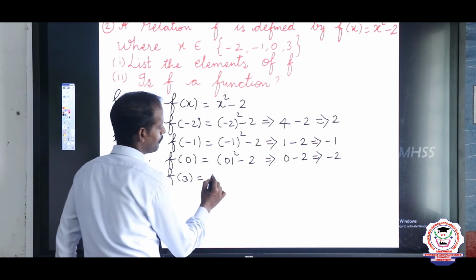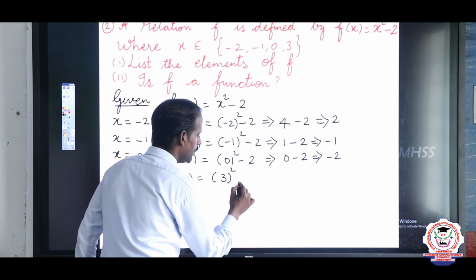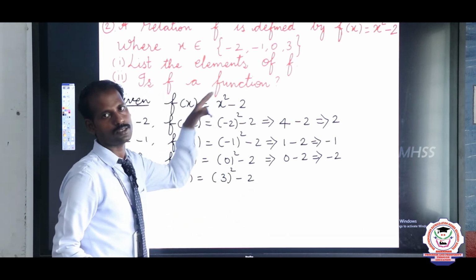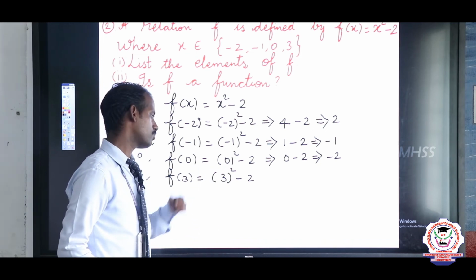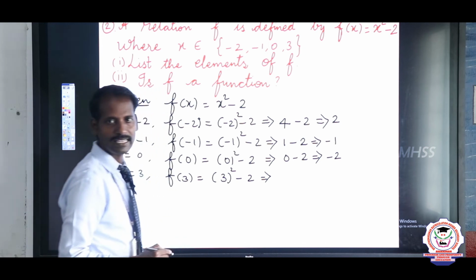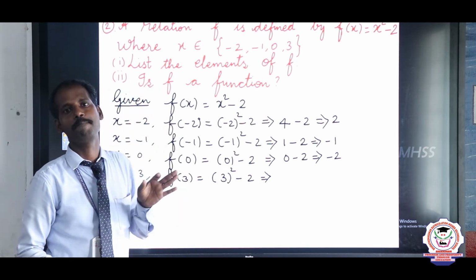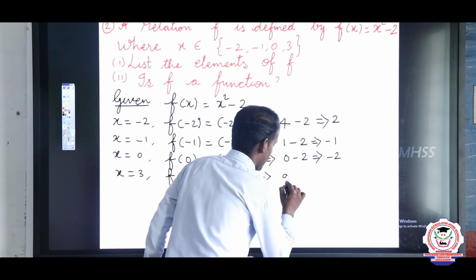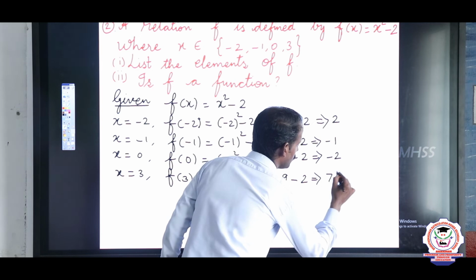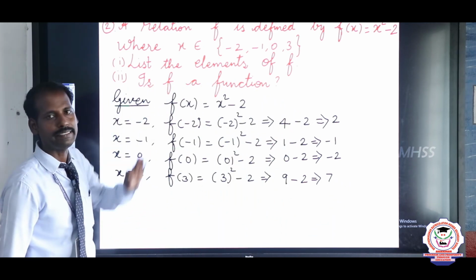So f of 3, x value is 3: 3 square minus 2. Why are you putting a square? Because the function is x square. So 3 square is 3 into 3, 3 threes are 9. So 9 minus 2, the value is 7. So all the values are completed.